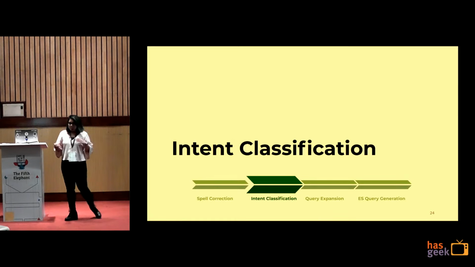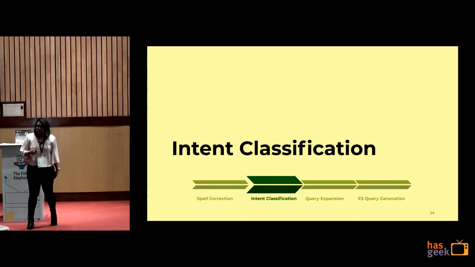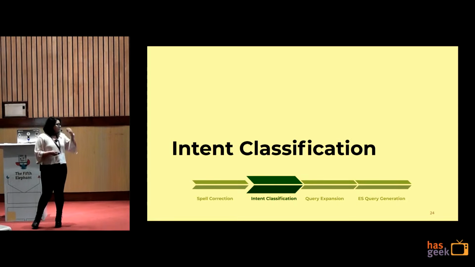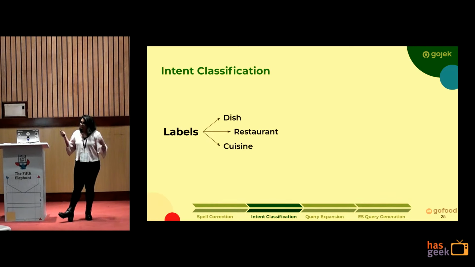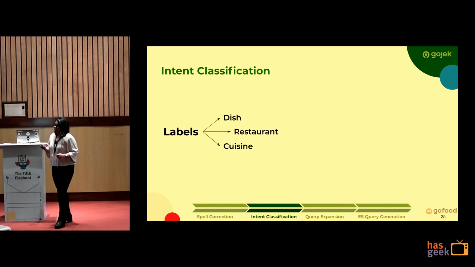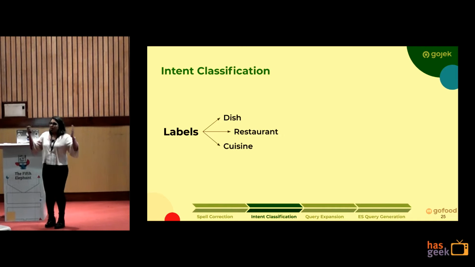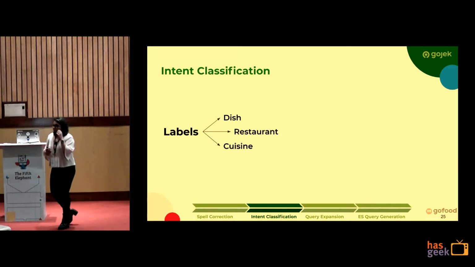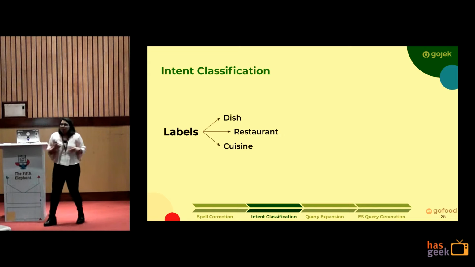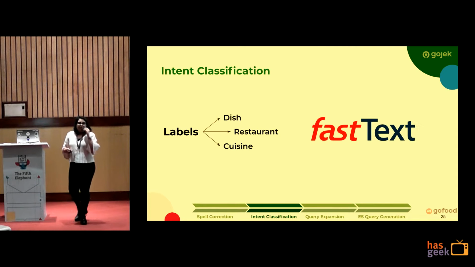So we talked about how we spell corrected the query. Next, we'll talk about the intent classifier that we built. We had three labels, as I mentioned before: dishes, restaurants, and cuisines. In our corpus, we knew the list of restaurants, the list of dishes, and the list of cuisines that we have. So we took all of these entities and the corresponding labels, and built a training data set using that. We used the fastText algorithm to train an intent classifier.